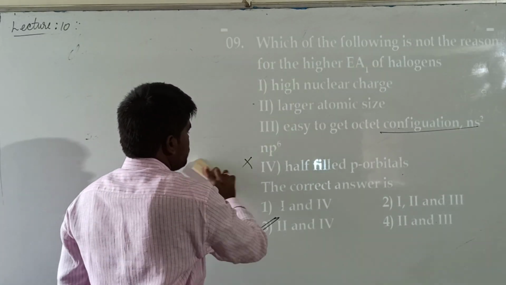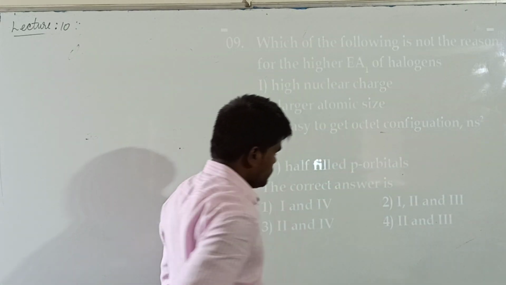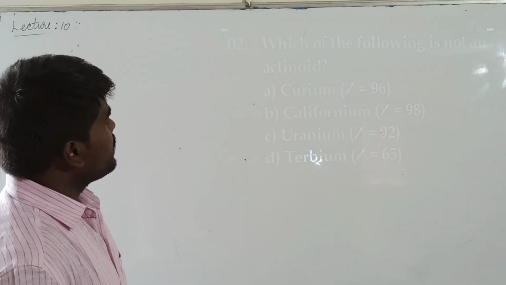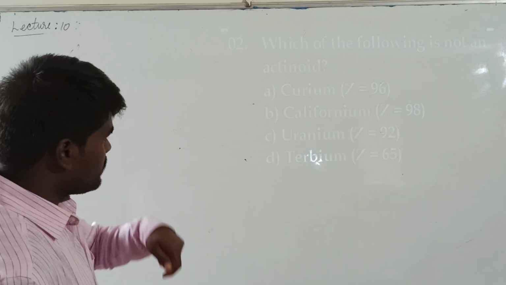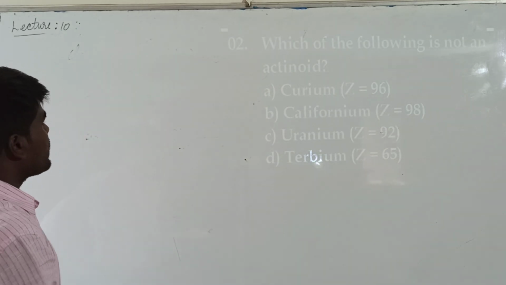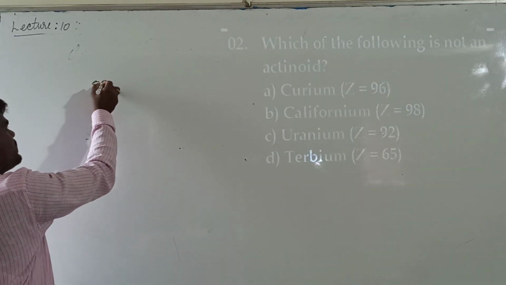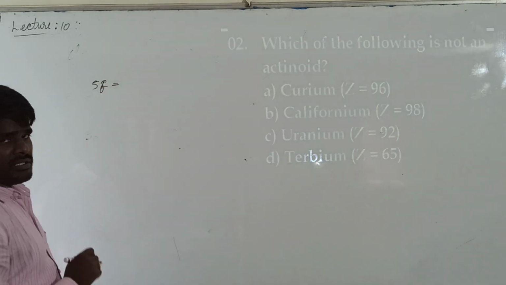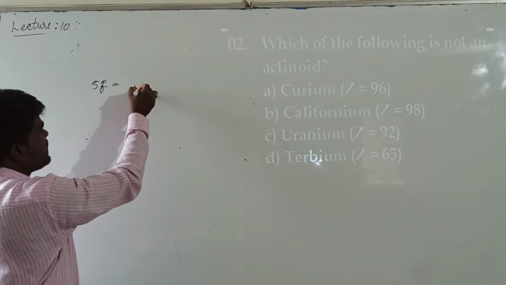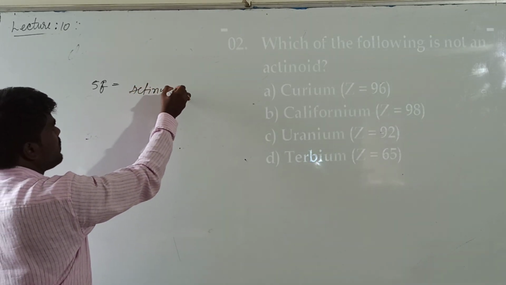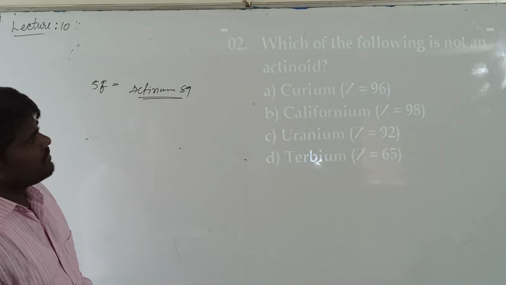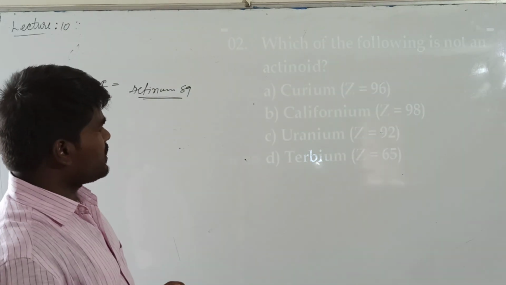We'll move to the next question. Which of the following is not an actinide? What are actinides? The 5f series elements which come after actinium are called actinides. Which of the following is not an actinide?